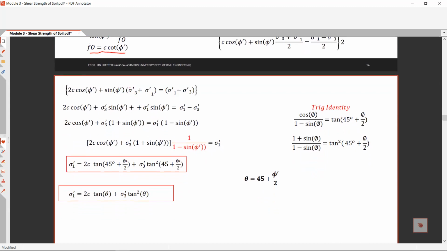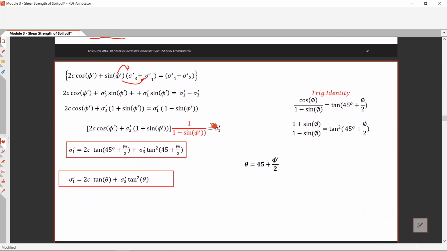Then substituting the value of sine phi prime. So multiply mo dito and multiply mo rin dito. So we have 2C cosine phi prime plus sigma 3 prime sine phi prime plus the sigma prime 1 sine phi prime equals to sigma prime 1 minus sigma prime 3.